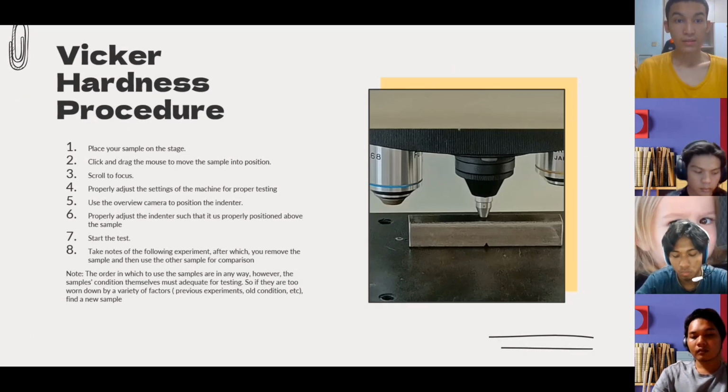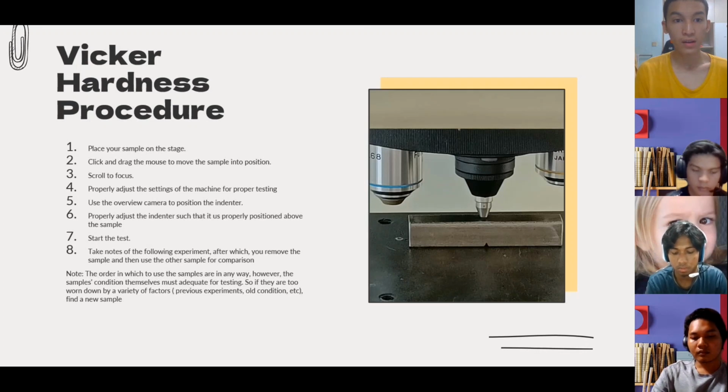Thank you, Taju. For the Vickers hardness procedure, it is done within 8 steps. First, place the sample on the stage. Second, on the screen, click and drag the mouse to move the sample into position. Number 3, scroll it into focus.